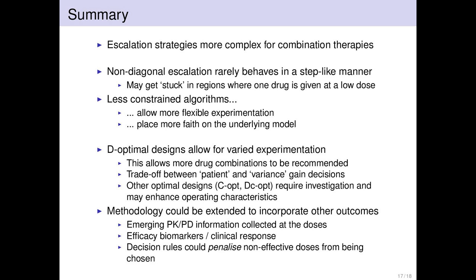And of course, this methodology could easily be extended to incorporate other outcomes. For example, we may be collecting PK/PD information or information on efficacy biomarkers during the trial, and then we may want to select amongst our admissible doses those combinations that perform well in terms of the efficacy biomarkers. So our decision rules could be updated so that we can incorporate these other outcomes. In particular, we may want to think about decision rules that penalise non-effective doses from being chosen.